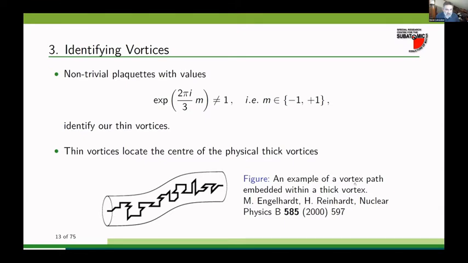Here's a really nice cartoon of what it might look like. The tube here is describing a thick vortex in the QCD vacuum fields, and the zigzaggy line here is the vortex path embedded within that. And it's that vortex path that I'm going to be showing you.